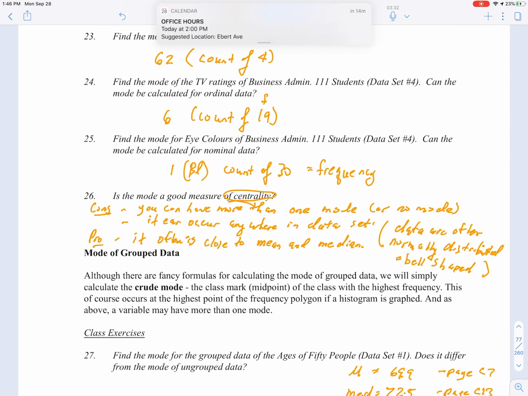And so it's not surprising that the numbers with the greater frequencies are actually close to the middle, close to the mean, and close to the median. So that is a pro about that.